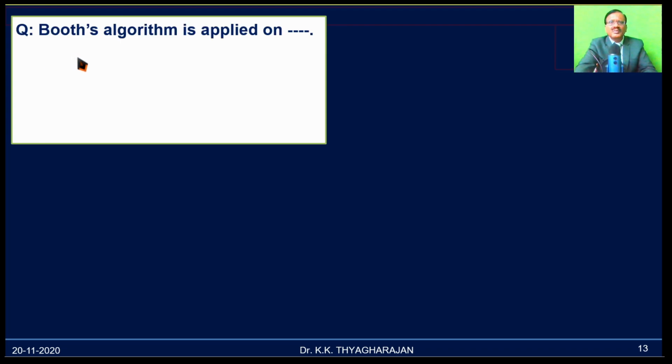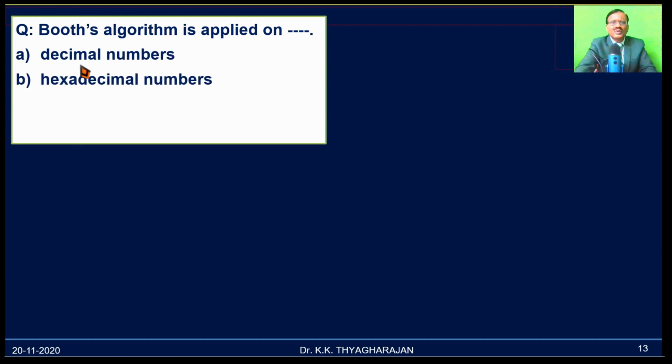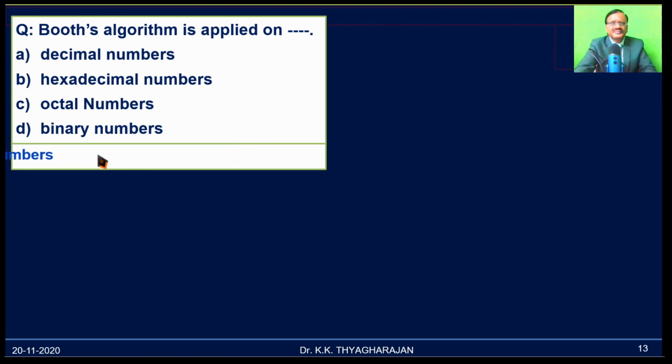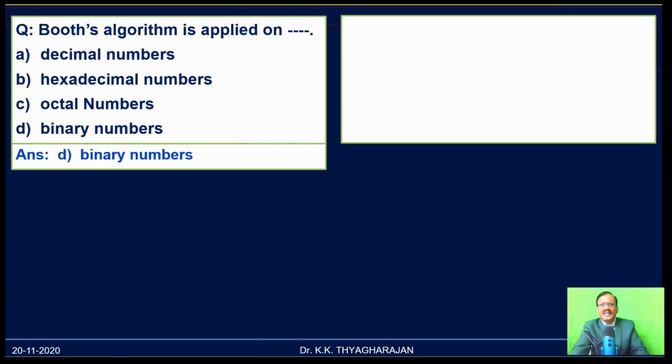Booth's algorithm is applied on dash. A, decimal numbers. B, hexadecimal numbers. C, octal numbers. D, binary numbers. We clearly know the answer for this because Booth's algorithm is always applied on binary numbers. So the correct answer is D. Now let us see the next one.